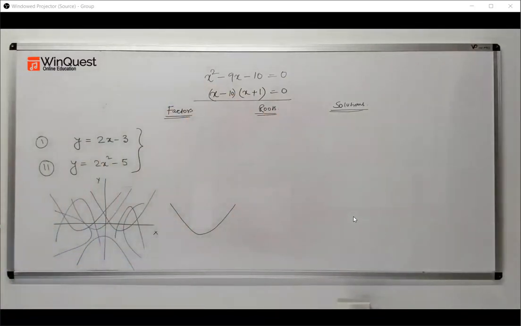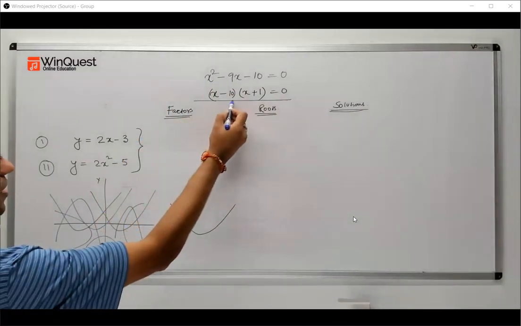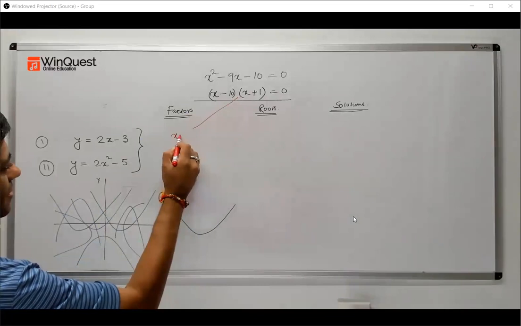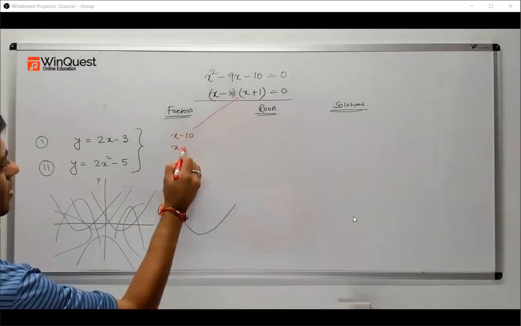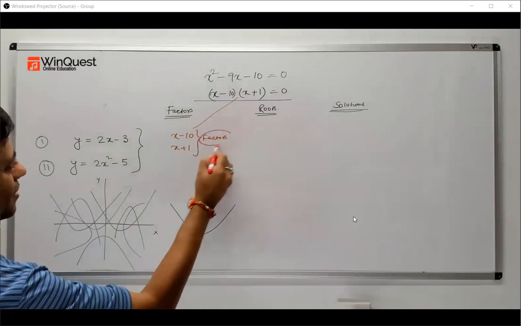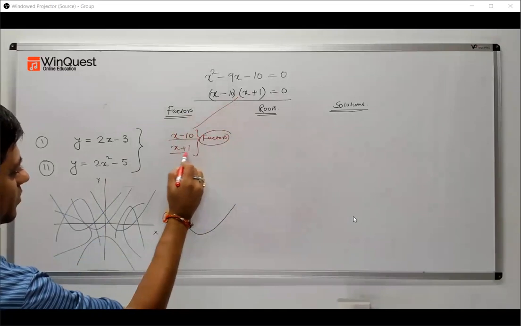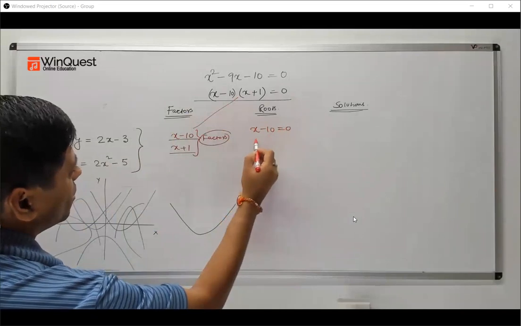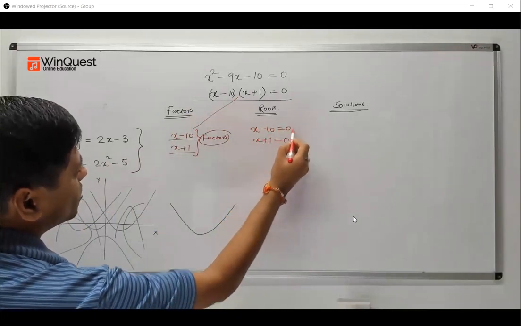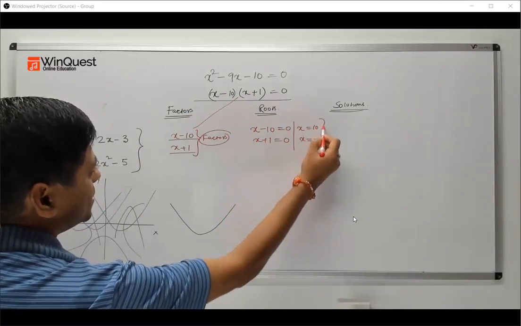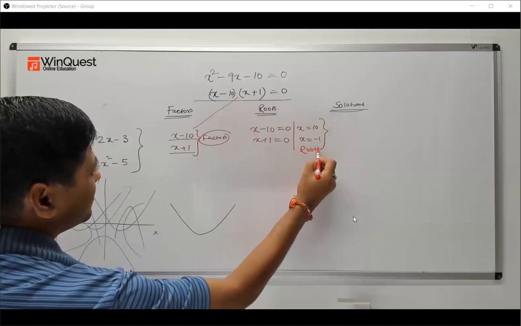Now, what we need to understand is these 3 terms. Factors means, from here I will start explaining what is factors. Factors means this x minus 10 and x plus 1 are the factors. Okay. Factor number 1 is this, factor number 2 is this. Roots are when x minus 10 you make it 0 and x plus 1 you make it 0. So this becomes x is equal to 10 and x is equal to minus 1. These are your roots. Are we clear?